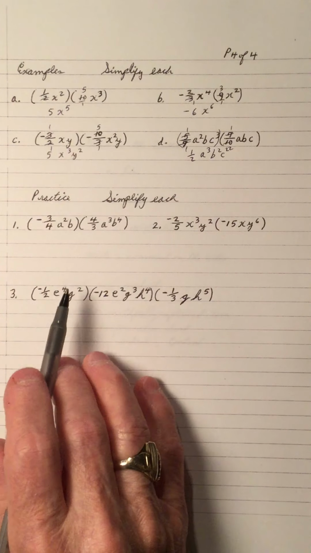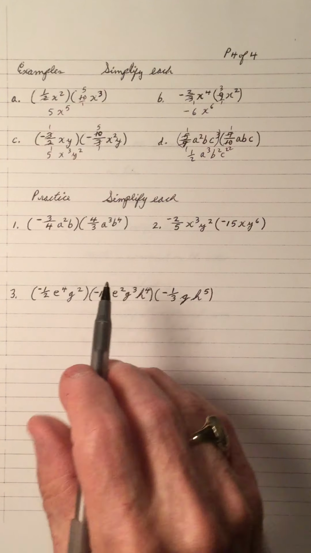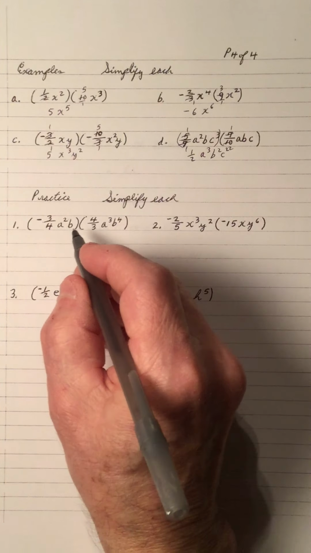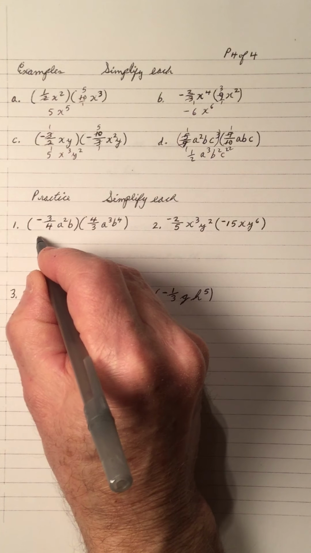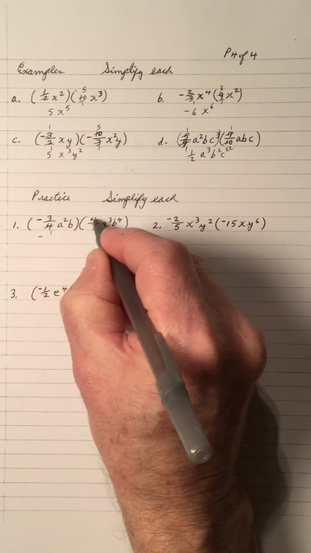And practice these. Pause your video and work these out. There's 5 of them, or 3 of them here. We're going to get 5. When you multiply, negative times a positive is a negative. Okay. And we cancel. Top to bottom.